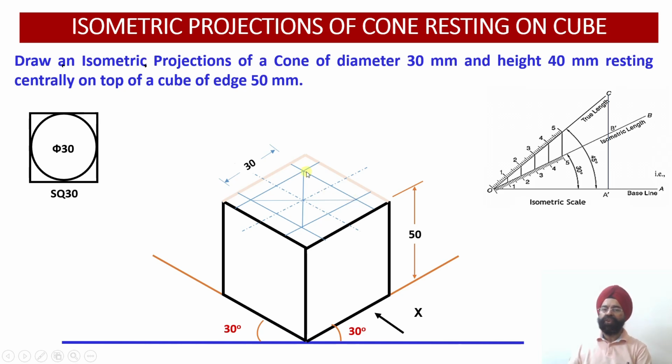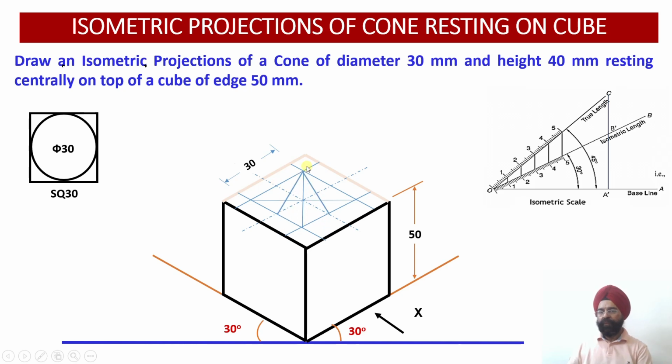The square as it appears in the isometric projection will be a rhombus. This is the minor diagonal. As we have already discussed, from the two corners of the minor diagonal, we need to join the midpoints of the opposite edges of the square.